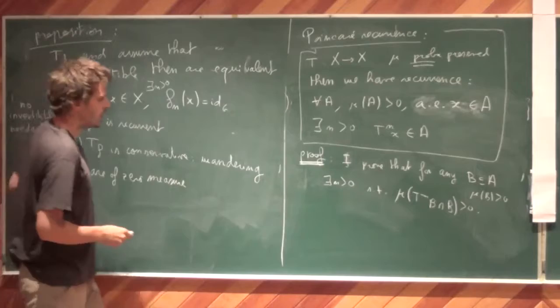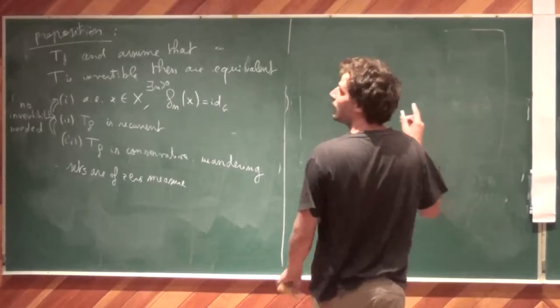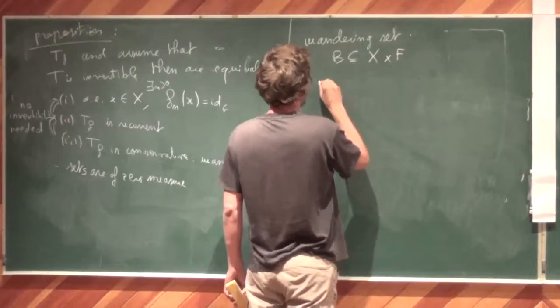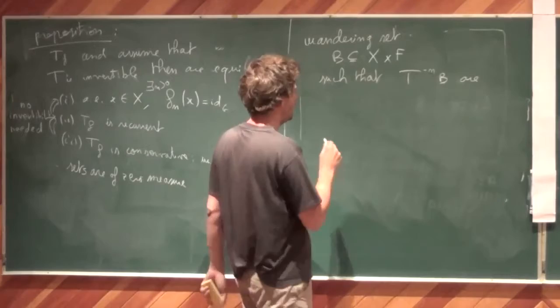So what is a wandering set? A wandering set is just useful when you use it in proofs. For the definition, it's not that interesting, but when you do a proof, and I will use it if we have time, I hope I will. So a wandering set is B included in your space, which is X times F, such that T^{-n} of B are disjoint. So you have a set, and when you iterate it in the dynamics, everything is disjoint.